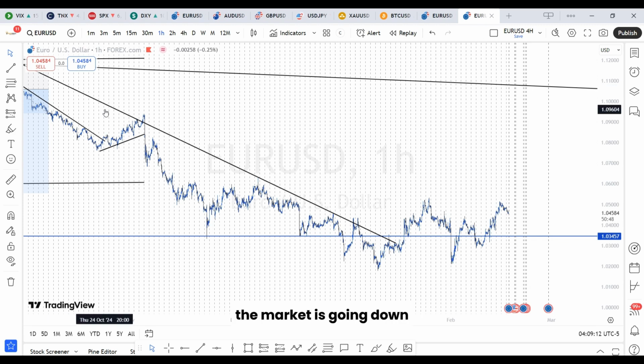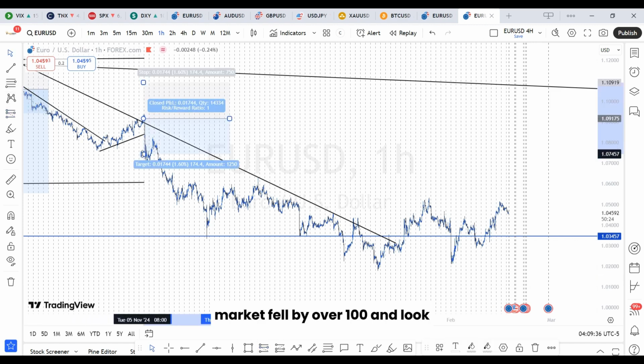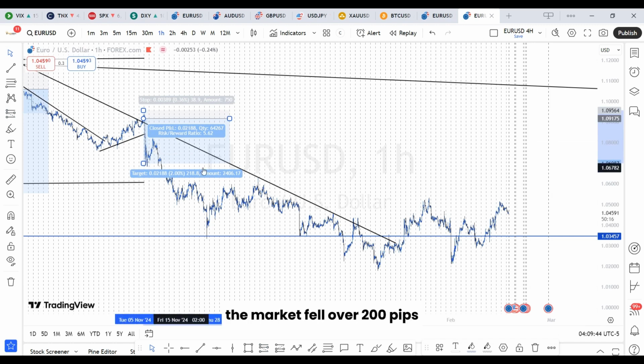But for Euro USD, if the market is going down, it means that the Euro is falling and the US dollar is strengthening. That's why we saw this spike down when Trump won the election, which made the dollar strengthen, and Euro USD fell by over 150 pips. I think I was present that day and I traded it. The market fell by over 200 pips in less than 2 days, or in a single day, just because Trump won the election and the dollar strengthened.